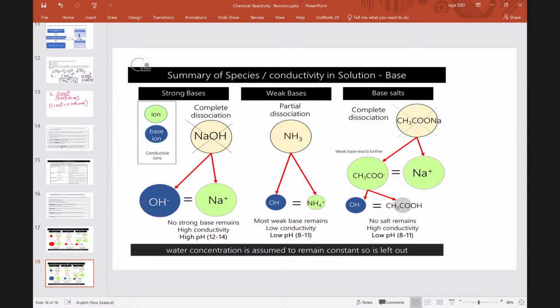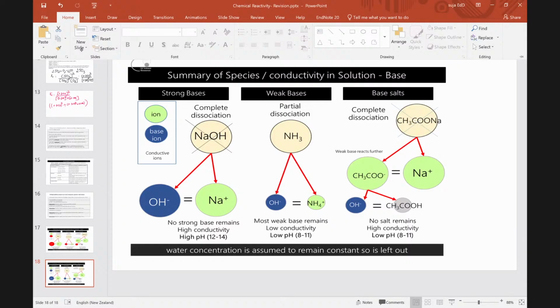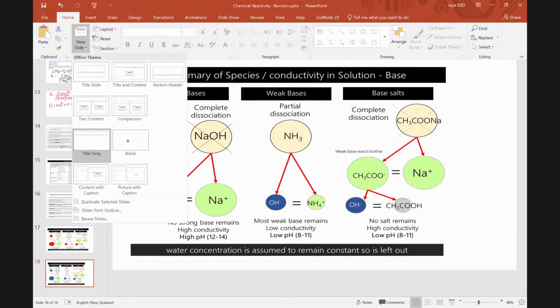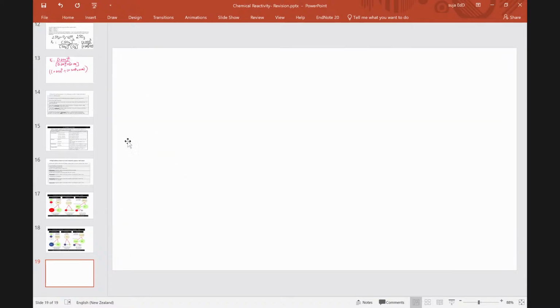Now, what I have not added here is the calculation of pH. I will add a new slide instantly to look at the pH. Just give me a moment.